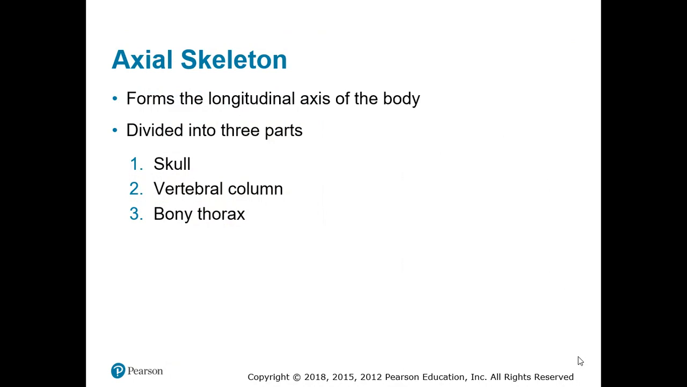The axial skeleton forms the longitudinal axis of the body. So longitudinal is up and down. This is going to be divided into three parts that we're going to talk about. The first is our skull. Then we're going to talk about our vertebral column, which takes place in a lot of the thoracic, abdominal, and pelvic areas of our body. And then we're going to talk about the bony thorax. Again, it's very important to know that these three belong to our axial skeleton.